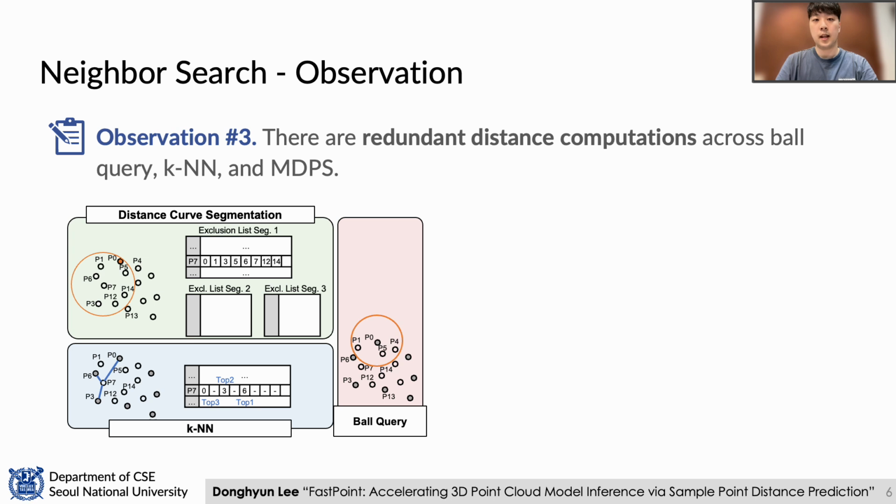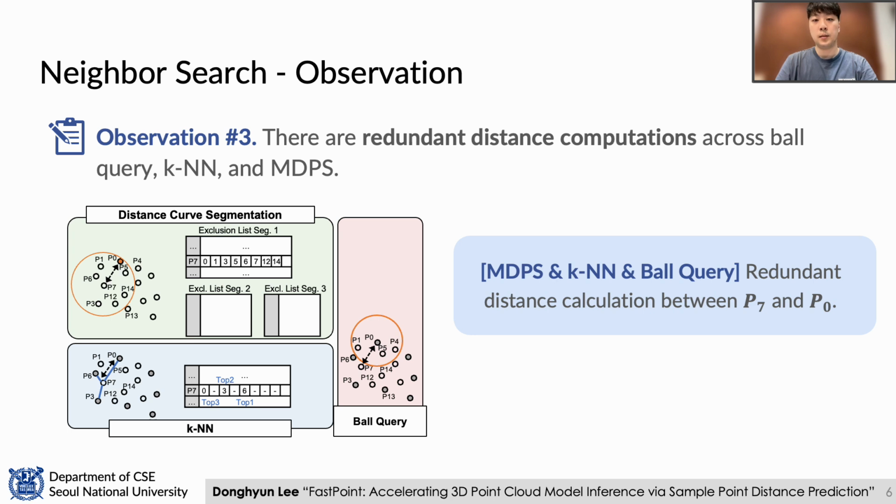Next, we look at neighbor search. We observe that there are redundant distance computations across ball query, KNN, and distance curve segmentation of MDPS. For example, the distance between P0 and P7 gets computed several times: once in MDPS, again in KNN, and also in the ball query.